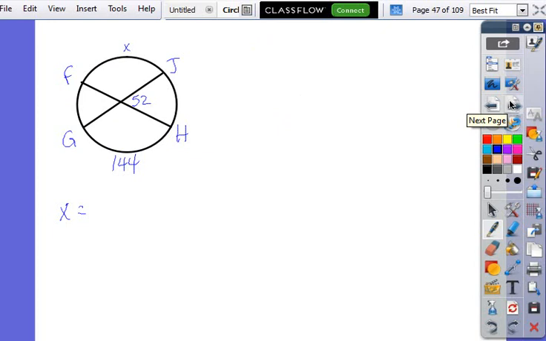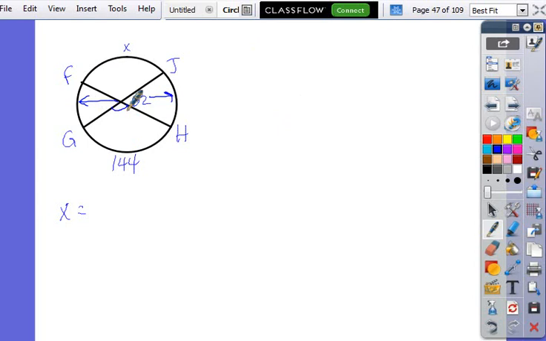When I look at this problem, the first thing you need to notice is that this 52 is not the number I need to work with. It's the 144. 52 matches up with those two, right? I can't do that. I need this angle right here. So how am I going to find what this is? How would I find that angle? Divide by 2? No, sir.